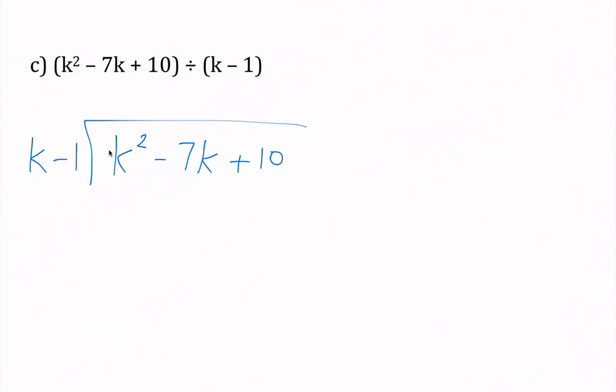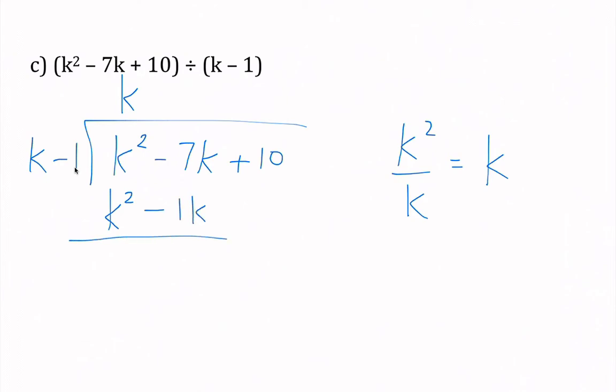Okay, so I need to figure out how many times does k go into k squared. So to do that, I take this k squared and I divide by this guy out front, which is a k. Well, k squared divided by k is k because 2 minus 1 is a single exponent, right? So k to the first. So I write that at the top. All right, so now I take this guy and I multiply. K times k is k squared. K times a negative 1 is a negative 1k.